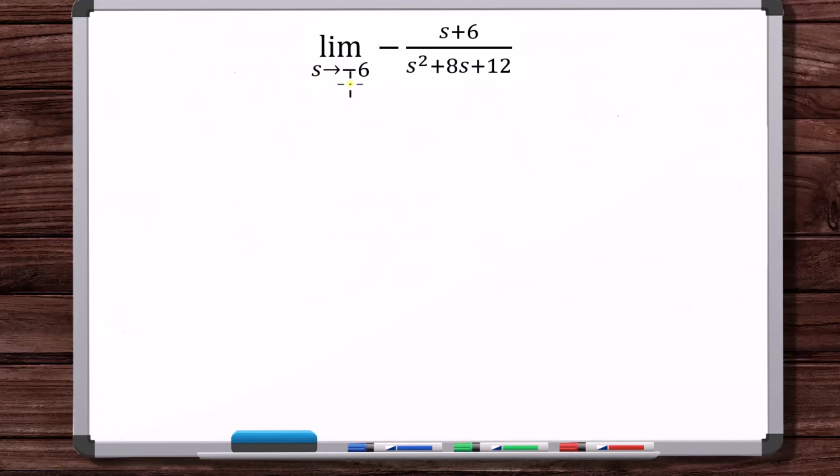Okay, the limit as s approaches minus 6, and we have another rational function. Now, again, this is not a limit at infinity, so we're not going to be dividing the numerator and denominator by s squared. But if we plug in minus 6, we see that the numerator is 0. And in this case, if the denominator also goes to 0, then we've got a 0 divided by 0 case, which is going to result in a graph with a hole in it, right? Because factoring the denominator, we've got s plus 6, s plus 2, and then s plus 6. And so the s plus 6 is canceled.